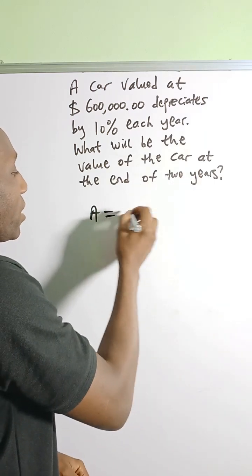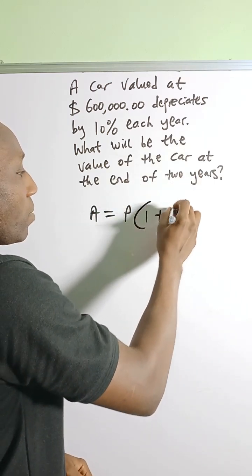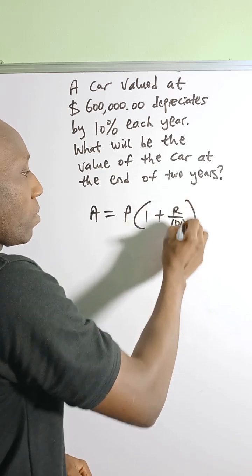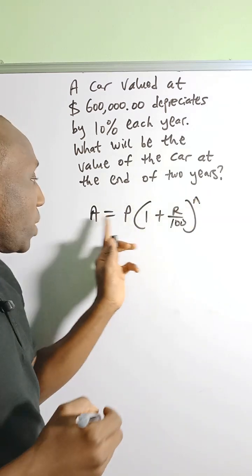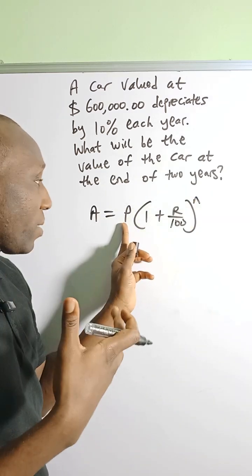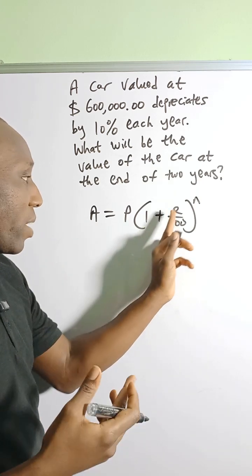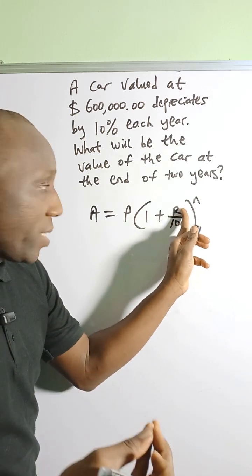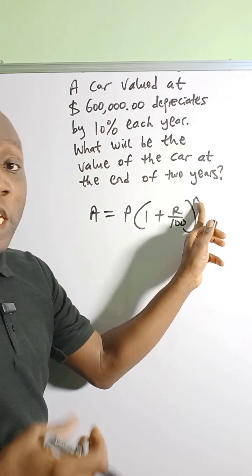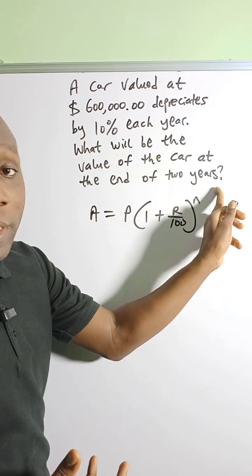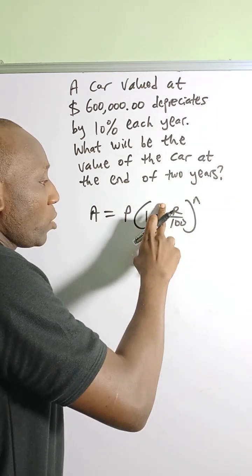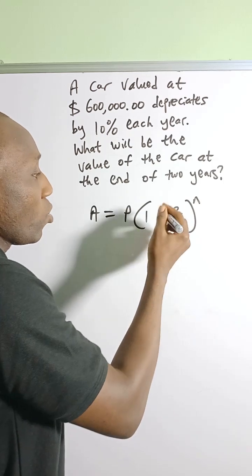There's a compound interest formula, which is this. A is the amount, P is the principal or the initial deposit or initial amount. 1 is just a constant, R is the rate, and N here is the number of years. In this case, we have 2 years. But for depreciation, I won't be using plus here. I'm going to change this to minus.